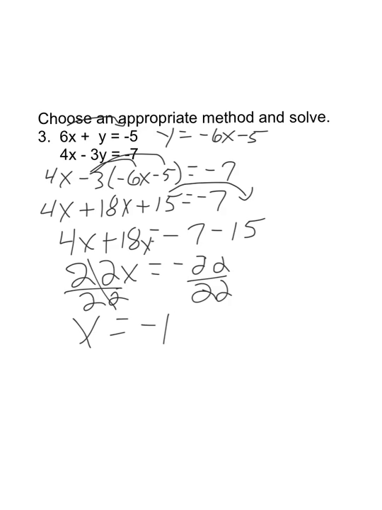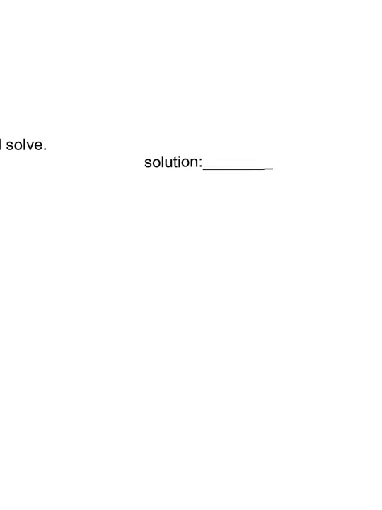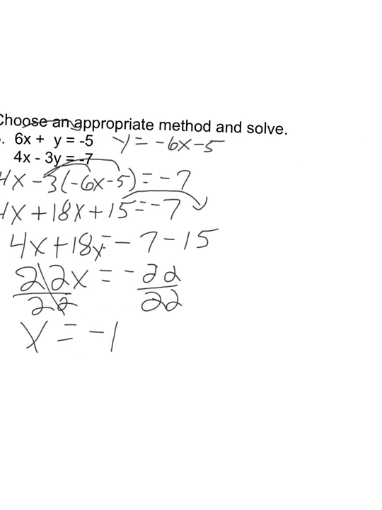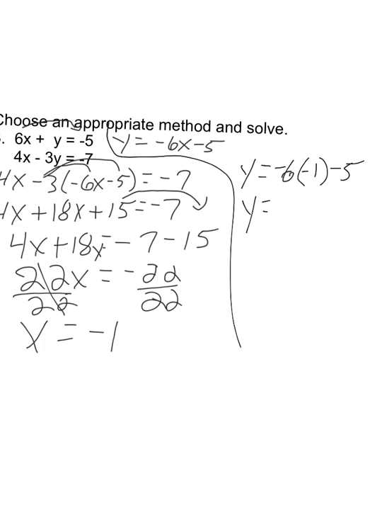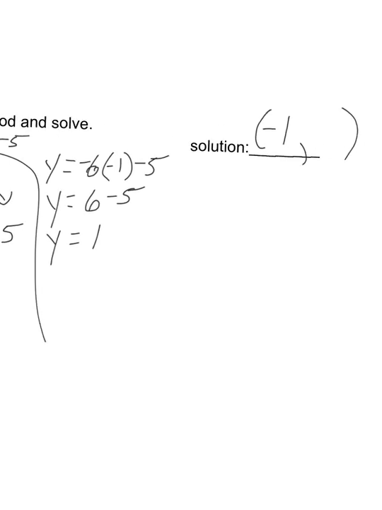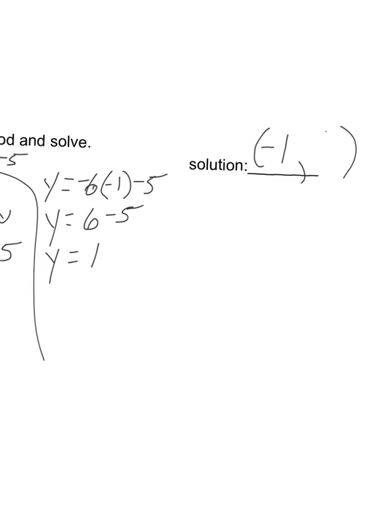Take that, put it in my solution set. So x is now negative 1. I'm going to go back to my y equals equation, plug that in. Y equals negative 6 times my new x, which is negative 1, minus 5. Y equals negative 6 times negative 1 is a positive 6, minus 5. So y equals a positive 1. So the solution would be negative 1, 1.